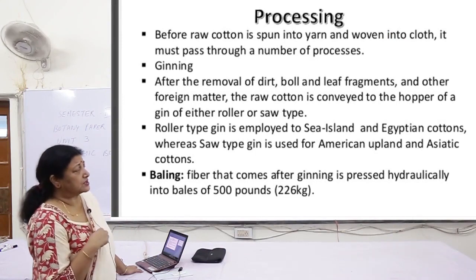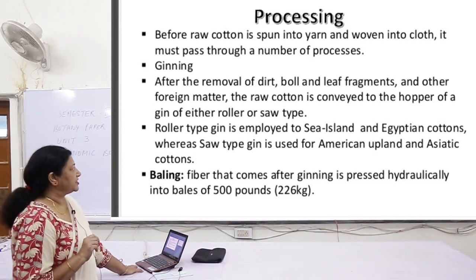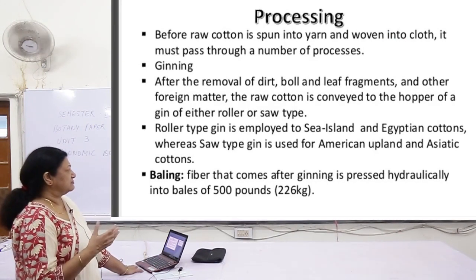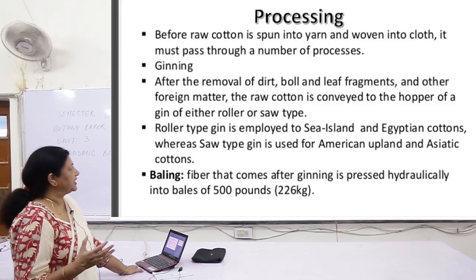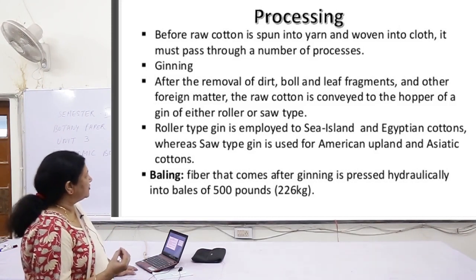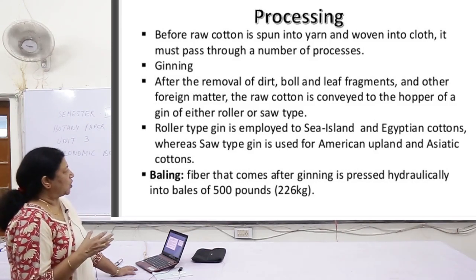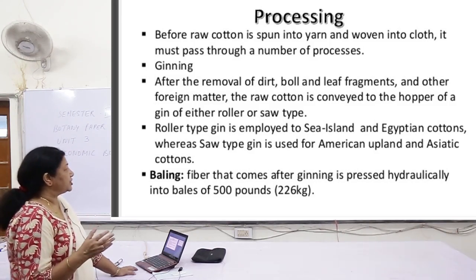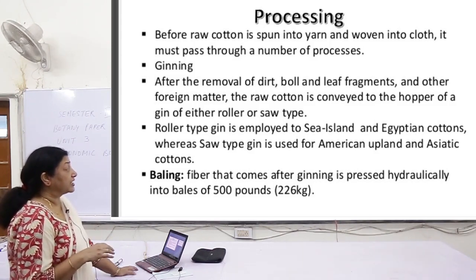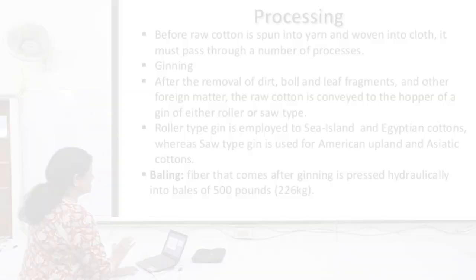Now how do we process this Gossypium? Before raw cotton is spun into yarn and woven into cloth, it must pass through a number of processes. I will skip over the points because you need not go into much detail. Just a few points: ginning, after that removal of the dust from the wall and the leaf fragments. Then a roller type is employed for Egyptian cottons, whereas a saw type is used for American upland and Asiatic cottons. Baling: fiber that comes after ginning is processed hydraulically in a machine into bales of 500 pounds.